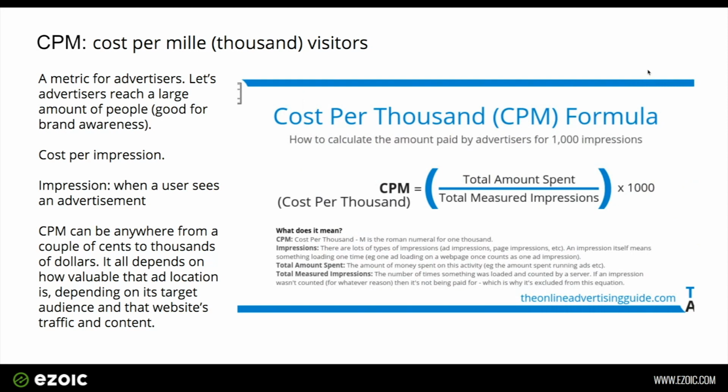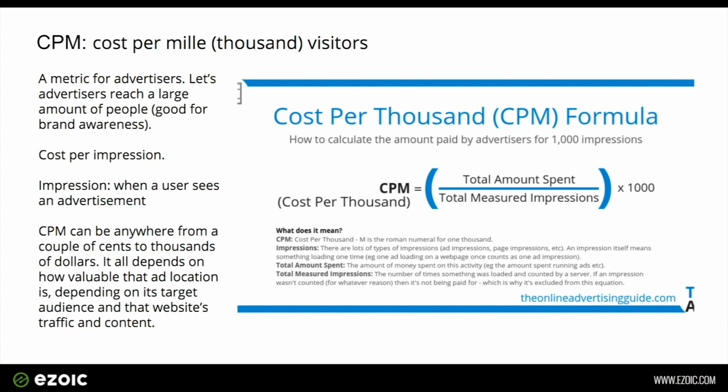So CPM, cost per 1,000 visitors. This is a metric mostly for advertisers. It lets advertisers reach a large amount of people at once, and it doesn't require anybody to click on anything, so a lot of advertisers will use this for brand awareness. It is a cost per impression, which is eyes on a site. A CPM can be anywhere from a couple of cents to thousands of dollars.